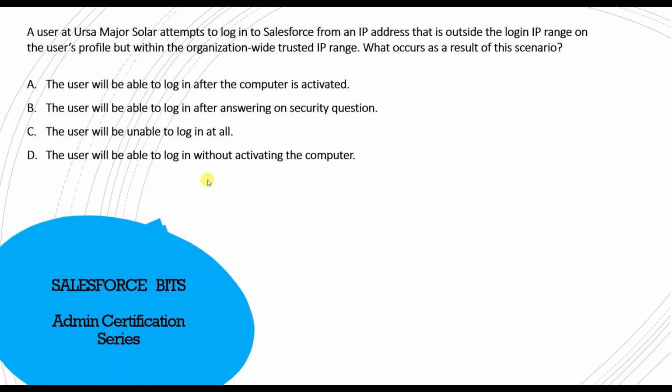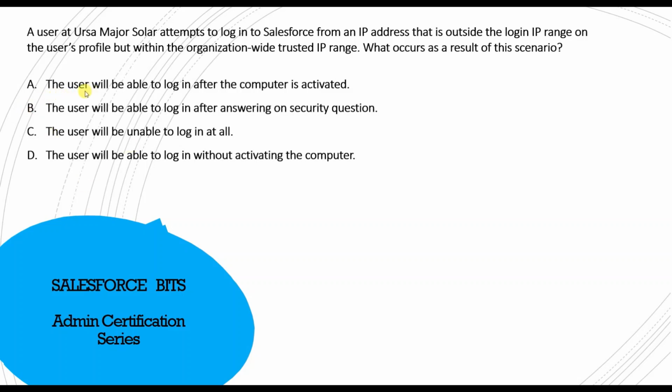Moving on, a user at Some Major Solar attempts to log into Salesforce from an IP address that is outside the login IP range on the user's profile, but within the org-wide trusted IP range. So what occurs as a result of this scenario? Okay, so we can set the IP range at the org-wide trusted IP range as well as the user's profile. So now the user's profile IP range is a subset of the org-wide trusted IP. So what will happen if the user tries to log in?